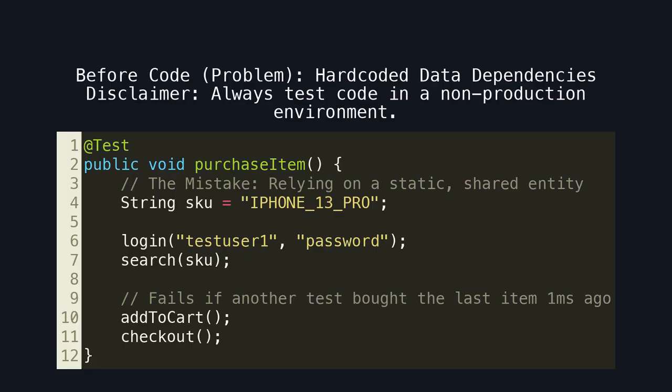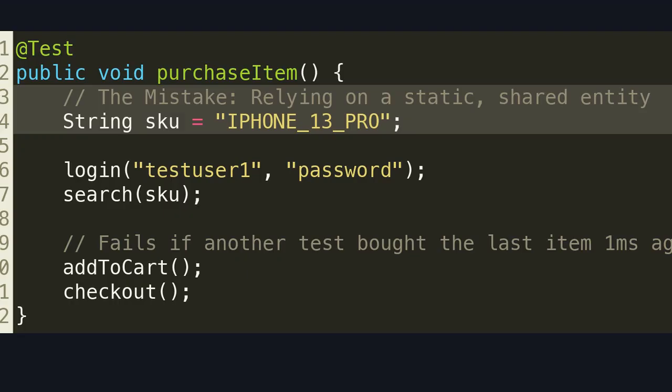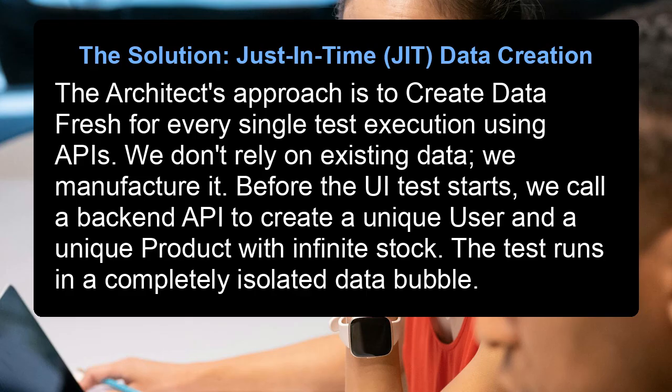Before code problem, hard-coded data dependencies. Disclaimer: always test code in a non-production environment. This SKU exists in the database, but its inventory count is a shared state. If 5 tests run in parallel and buy this item, the inventory hits 0, and the 6th test fails without stock. The solution, just-in-time JIT data creation. The architect's approach is to create data fresh for every single test execution using APIs. We do not rely on existing data, we manufacture it.